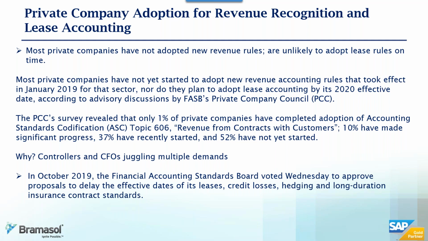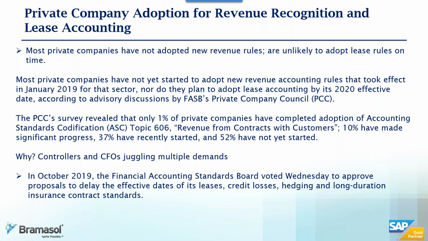And what we see here is controllers and CFOs, as we all know, are juggling multiple demands. Well, the good news for some private companies is that this month, the FASB actually approved a delay in a number of significant standards: lease accounting, credit losses, hedging, and long duration insurance contracts.